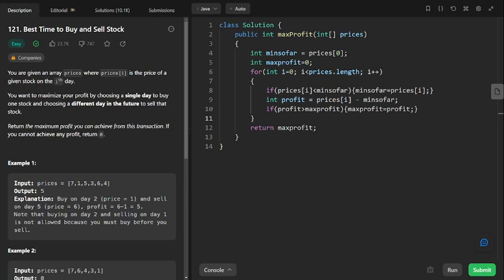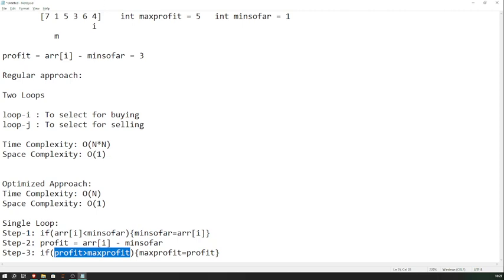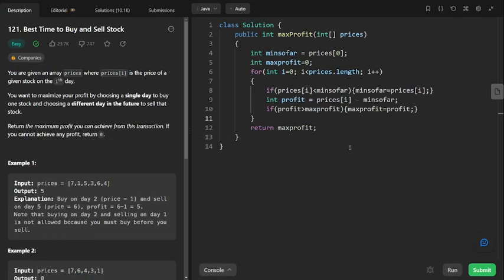Okay, so I hope you were able to understand both of these logics. So initial was the regular one, which had time complexity of n square, outer loop for buying, inner loop for selling. However, in the second, we used a slightly tricky approach. We declared a variable minimum so far, and then we kept on updating it, and we calculated profit. We then updated maximum profit accordingly.